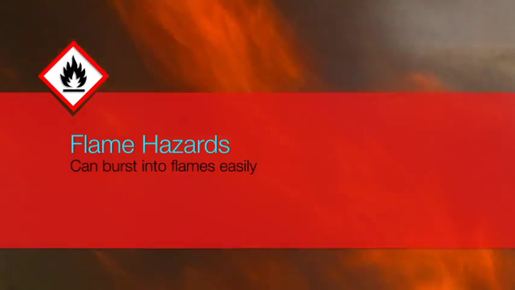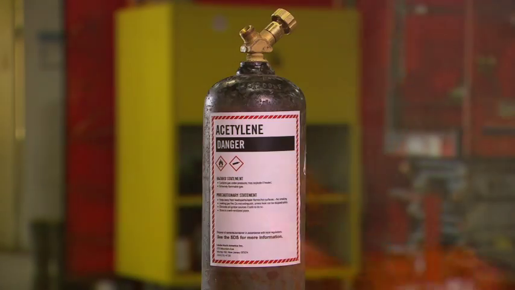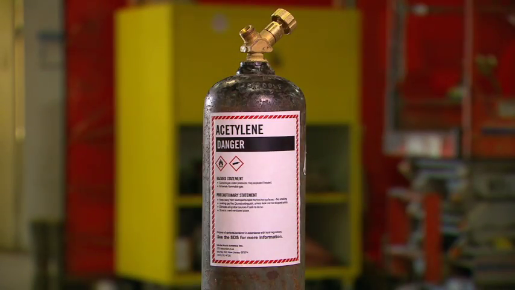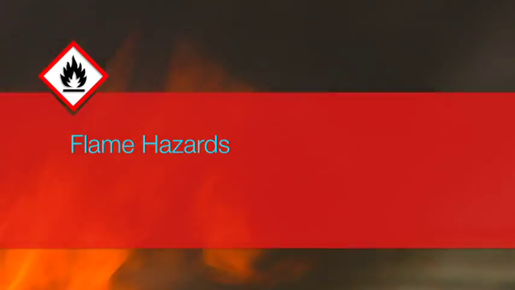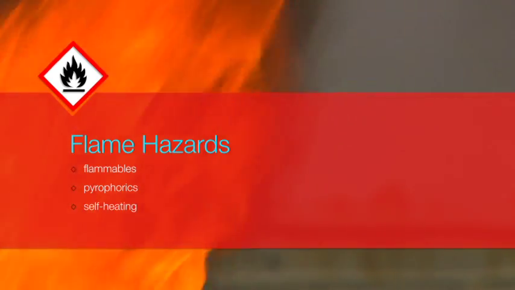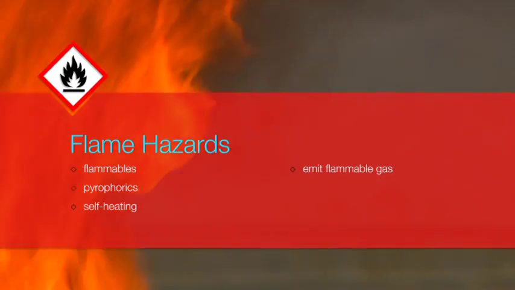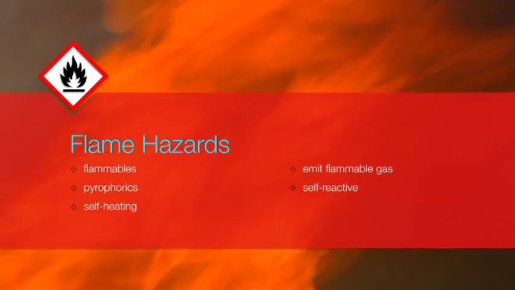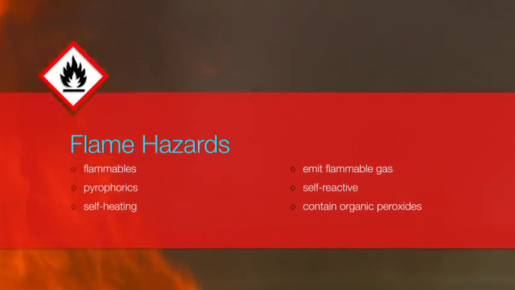The next pictogram is for flame hazards. The flammable chemicals covered by this pictogram can burst into flames fairly easily. Acetylene would be an obvious example in our line of work. Chemicals that fall under the flame pictogram include flammables, pyrophorics, and substances that could also be self-heating, emit flammable gas, are self-reactive, or contain organic peroxide.